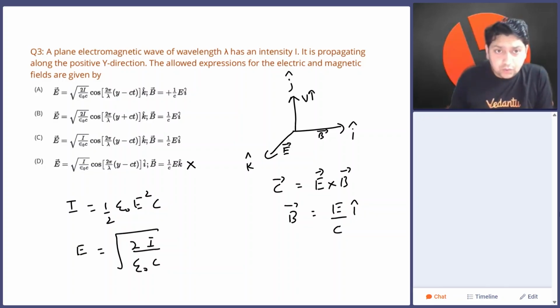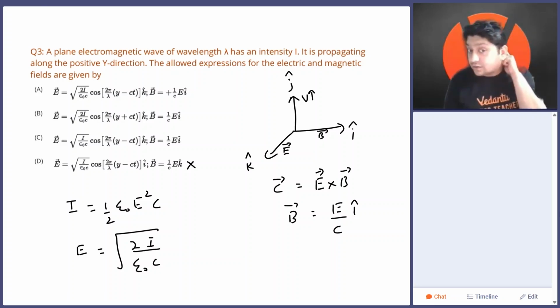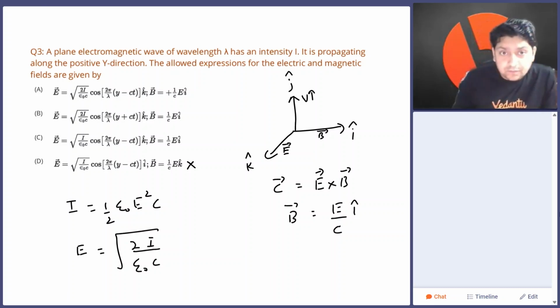So 2I epsilon naught C, and this electric field must be moving in the positive k cap direction. So in the expression, the y and t terms must have opposite signs, because this is the wave which is moving in the negative x-axis, negative k cap direction or z axis. Okay, so I will go with this expression, option A.